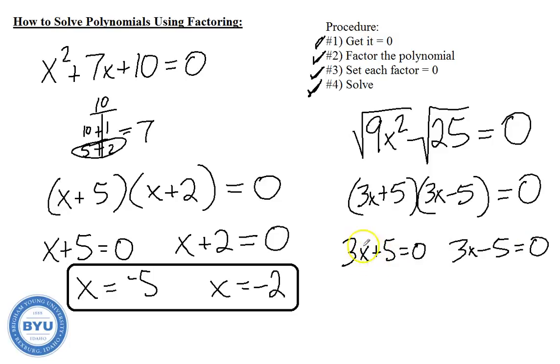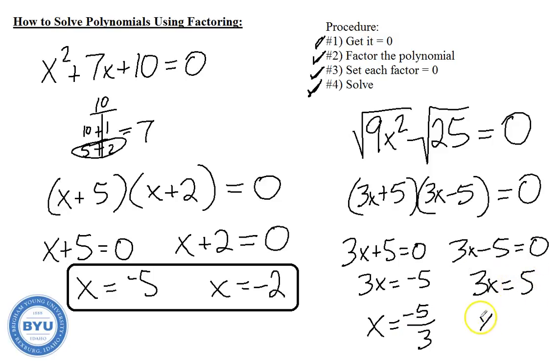And solve for x. So I minus the 5 here, and divide by 3. So I get negative 5/3. Here I'm going to add 5, and then divide by 3. And there's my 2 answers.